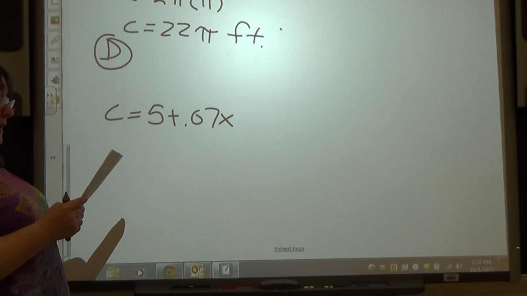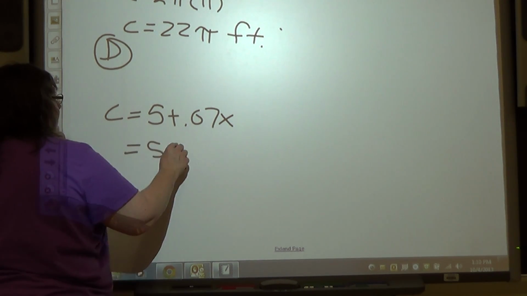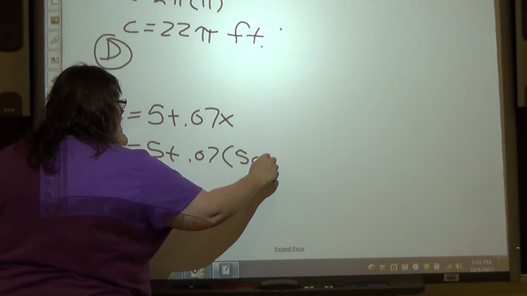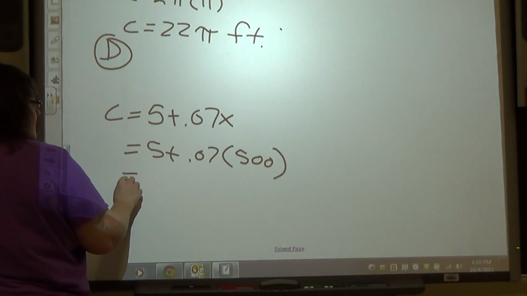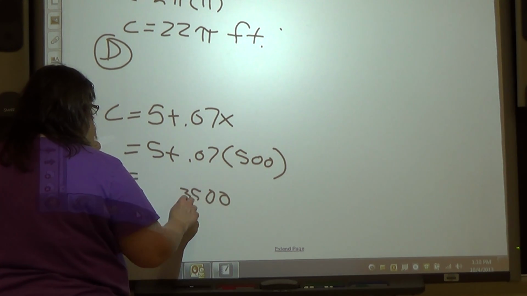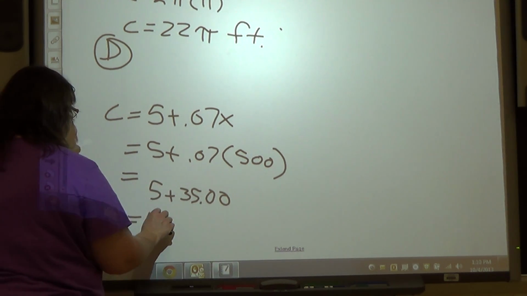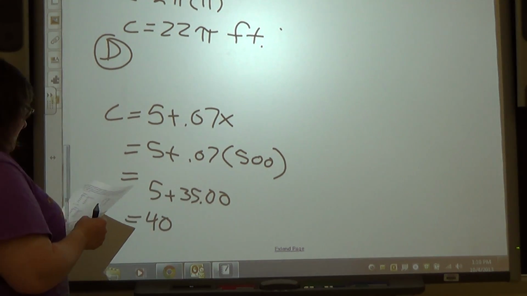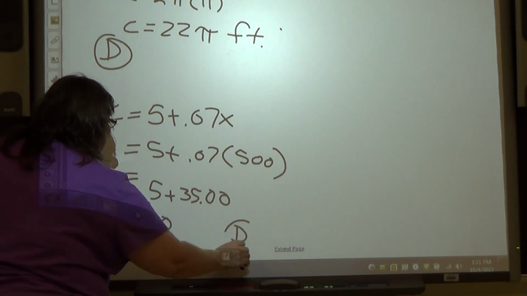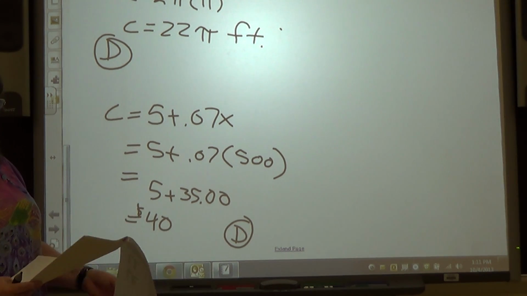Now I need to put in my 500 copies again. So 5 plus 0.07 times 500. Okay, so that is $40. Okay, so $40 is what we're looking for. The answer is D. Okay, so there are the first 2 pages, right and left.